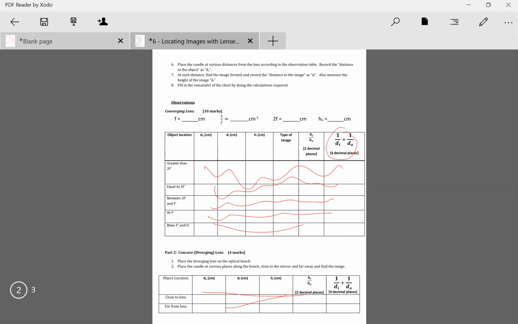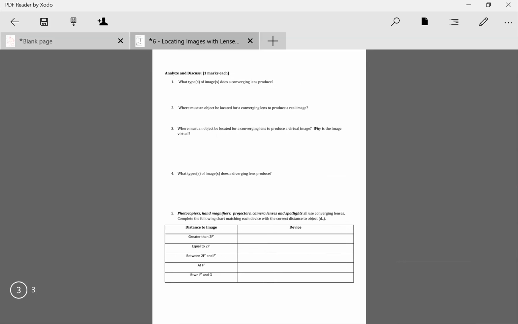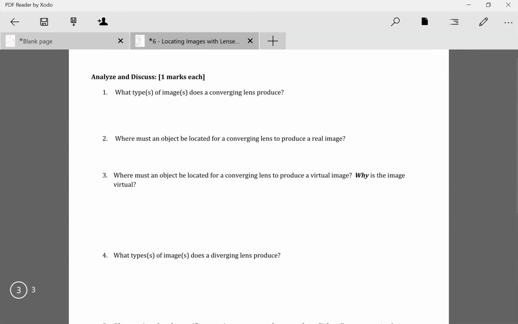So we did 1 over dO plus 1 over dI, and all of these answers should have been equal to 1 over f, depending on whatever you took as your f. Most people did 10 centimeters or 15 centimeters, which means this was 0.1, or if it was 15, it was slightly lower than that. I don't know, whatever 1 over 15 is. So I just wanted to talk quickly about these answers, so we'll go over these quickly.